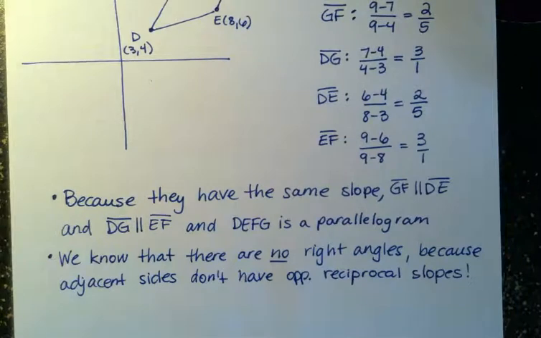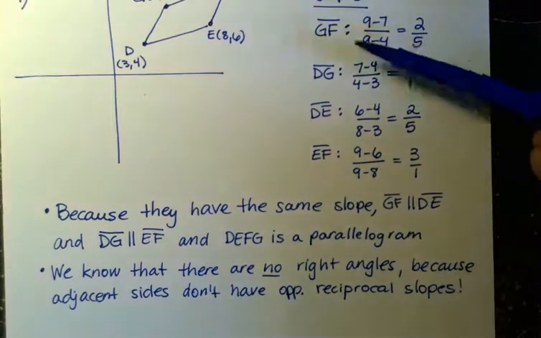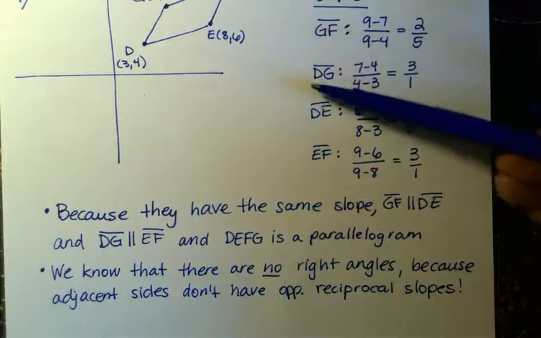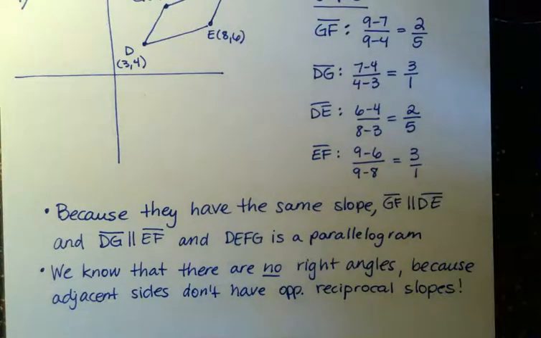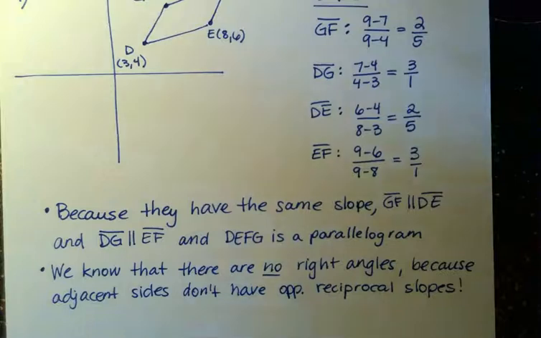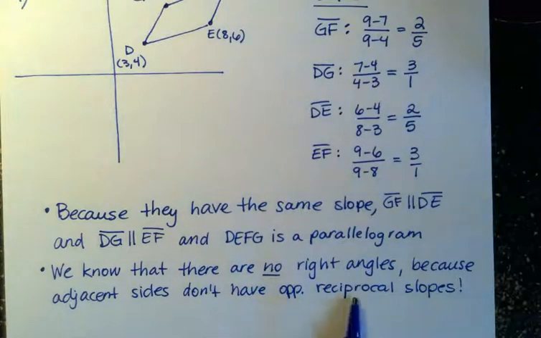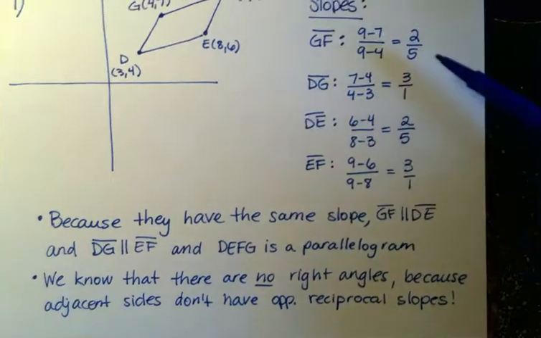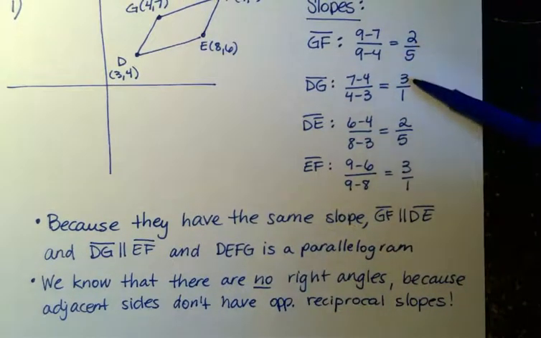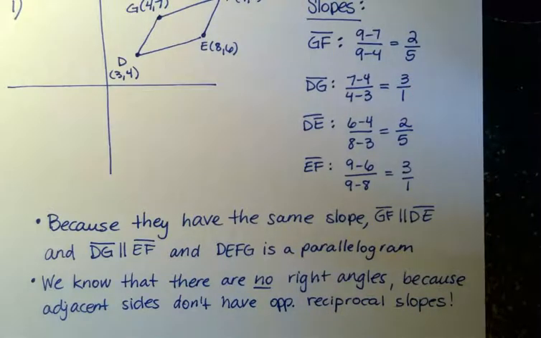Now, as I just said, these slopes also tell me that I do not have any right angles, because adjacent sides, which means 2 that are next to each other, 2 that are attached, see these 2 join at G, these 2 join at D, etc., they would have to have opposite reciprocal slopes. That's what this is, opposite reciprocal slopes, to show me that they were perpendicular. Opposite reciprocals is like if this one was 2/5 and this one was -5/2. We don't have anything like that, so we don't have any right angles.